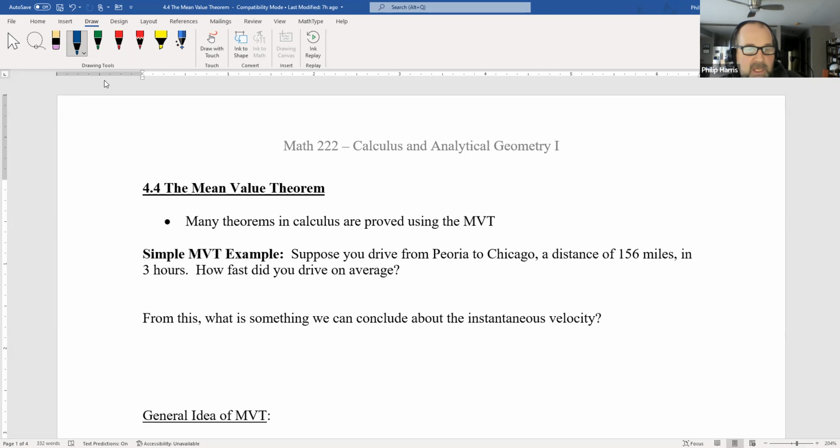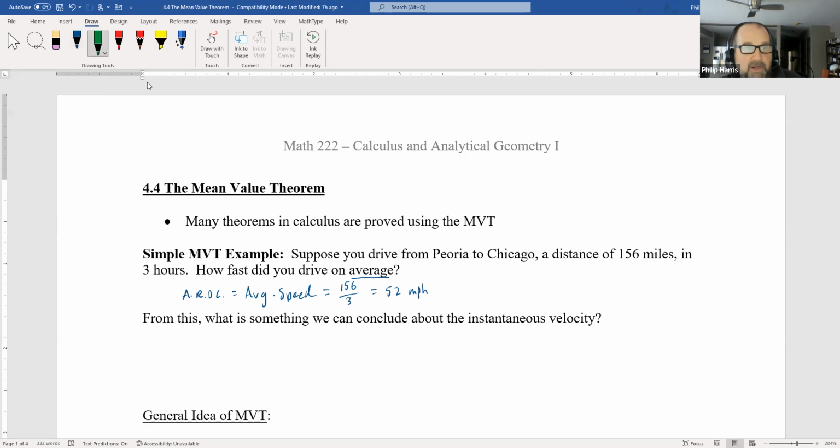But anyway, here is a simple real world-ish example for the mean value theorem to get the idea of it. Imagine you drive from Peoria to Chicago. Let's say that is a distance of about 156 miles in 3 hours. How fast did you drive on average? So this is basically asking for an average rate of change, or indeed an average speed here. And an average speed is pretty easy to compute. This is basically 156 miles in 3 hours. This comes out to 52 miles per hour.